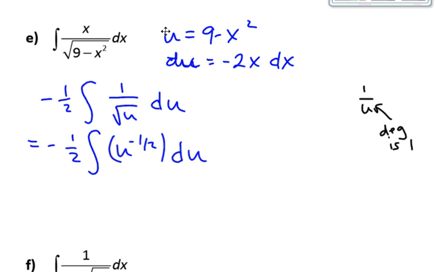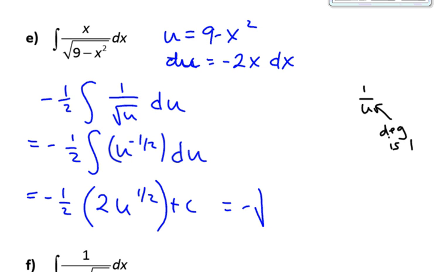All right, so now I'm just going to use the power rule here. So this is going to be negative 1/2 times u to the positive 1/2, coefficient of 2 plus c. So then that's going to be negative square root of 9 minus x squared.